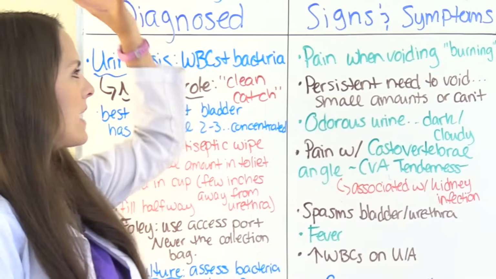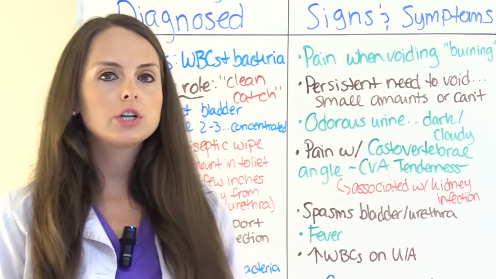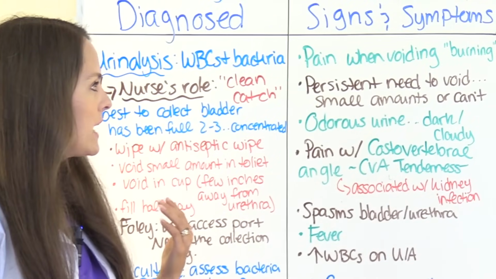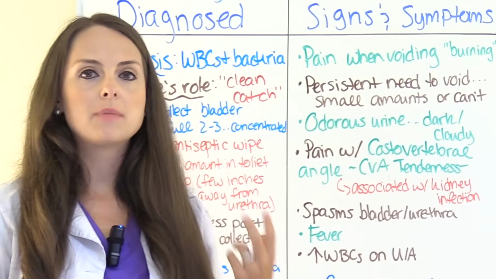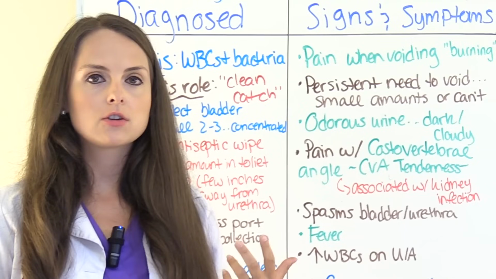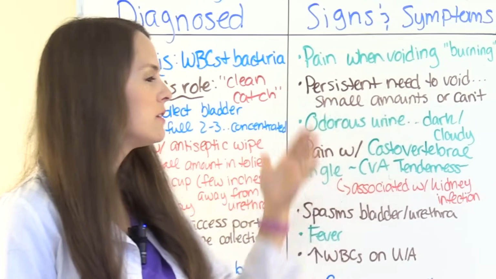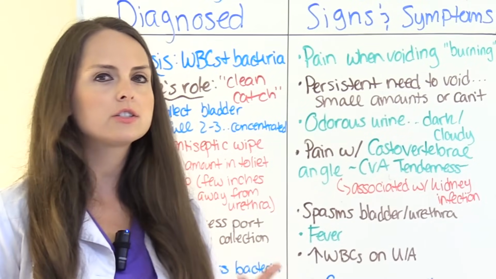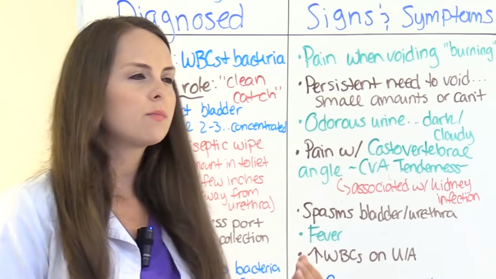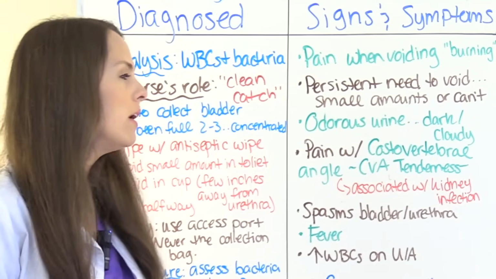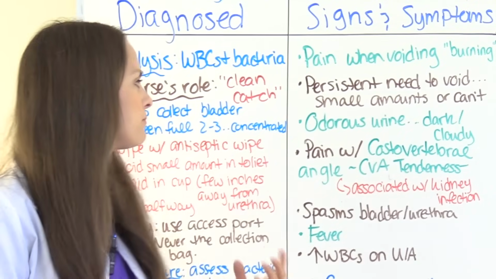Now let's look at the signs and symptoms of a UTI. What is a patient going to report to you? The patient may have pain when voiding, which can be described as a burning sensation whenever the stream starts. They may also have a persistent need to void, like a really intense urge. They've got to go pee, but whenever they do, it's just really small amounts, or nothing comes out at all. That's because the bladder is irritated and the urethra is really inflamed.